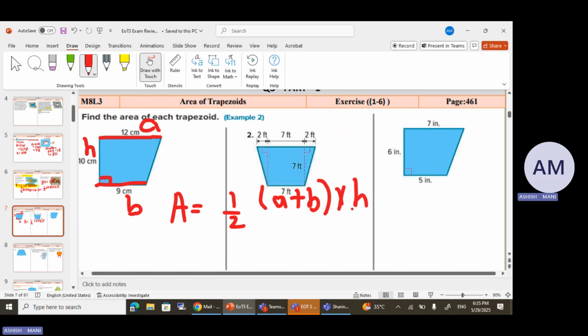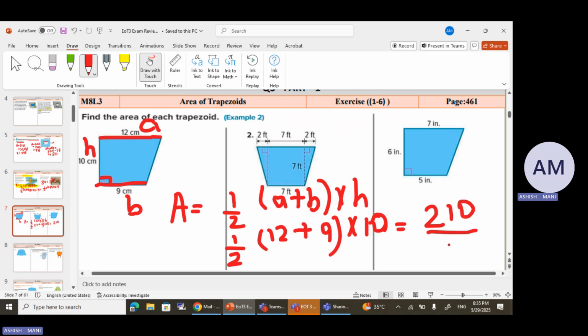And we have A, we have B. 1 over 2 bracket 12 plus 9 multiply by 10. This is how we get the area of a trapezoid. So 12 plus 9 is 21, and then multiply by 10, it will be 210, divide by 2. So when you solve all this, the answer will be 105. This is how we find the area of a trapezoid.